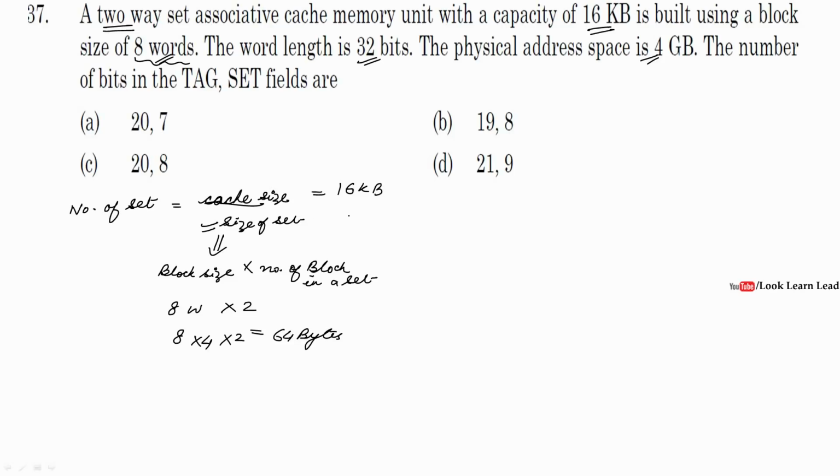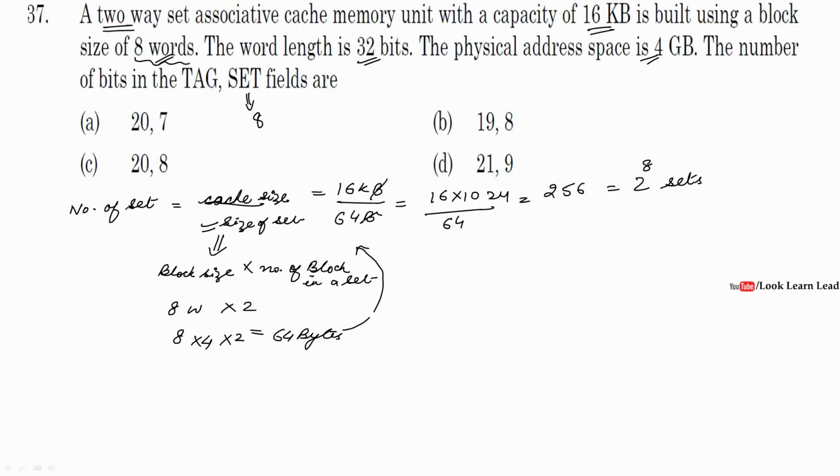Now number of sets is equal to cache size upon block size. Block size is 64 bytes. Now this is in kilobyte, this is in byte. We would be converting it as 16 into 1024. Byte would cancel by byte, upon 64. By calculating this, we would be having 256, which is equal to 2 to the power 8. So 8 would be the set field.